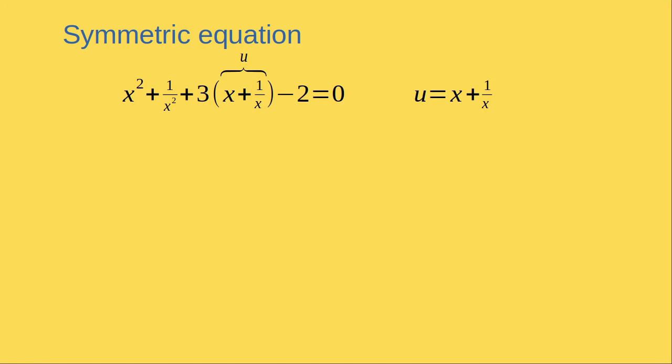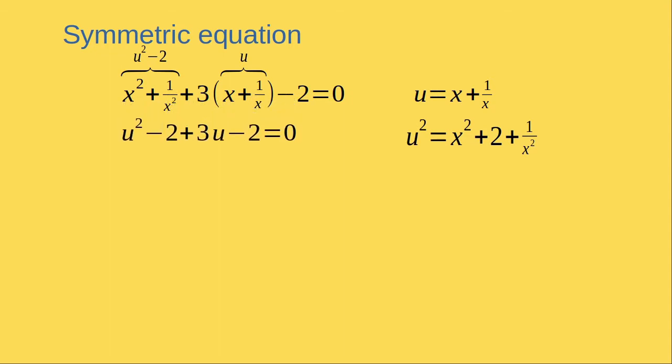The clever thing about the substitution is that we can express the rest of the equation by a simple term in u. That is to say, using the binomial theorem, we get u squared equals x squared plus 2 plus 1 over x squared, so that x squared plus 1 over x squared becomes u squared minus 2. We plug that in and get a quadratic equation in u.